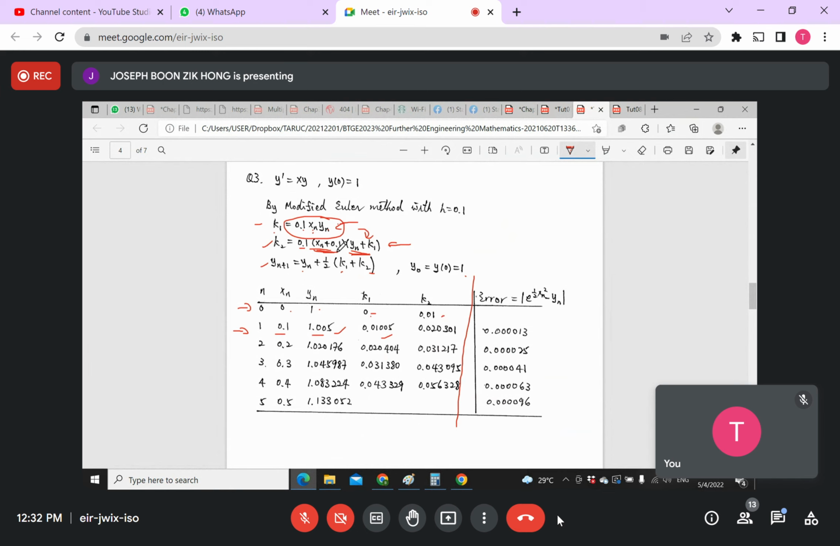Now this one is 0.2. So this one will be 0.1 times 0.2 times again your yn, 1.005, plus your k1. That means it will be 1.01505. So you take this one plus this one times half plus again this one, then you have the next step. Everything you list down will be easier for you to check if you have time. So is it the same as your answer?